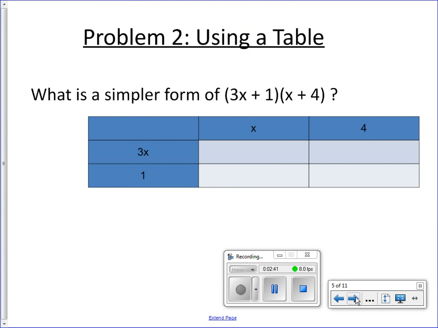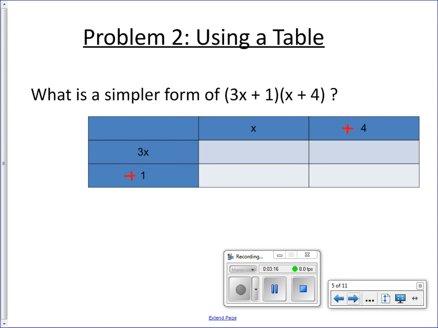Problem 2, I'm going to show you how we do this using a table. So our question is, what is a simpler form of the quantity 3x plus 1 times the quantity x plus 4? And so you'll see I've put 3x and plus 1 on one side of the table, and x plus 4 on at the top. Now, they call this a table. I sometimes call this an area model because it's like taking length times width. It's also somewhat similar to lattice.